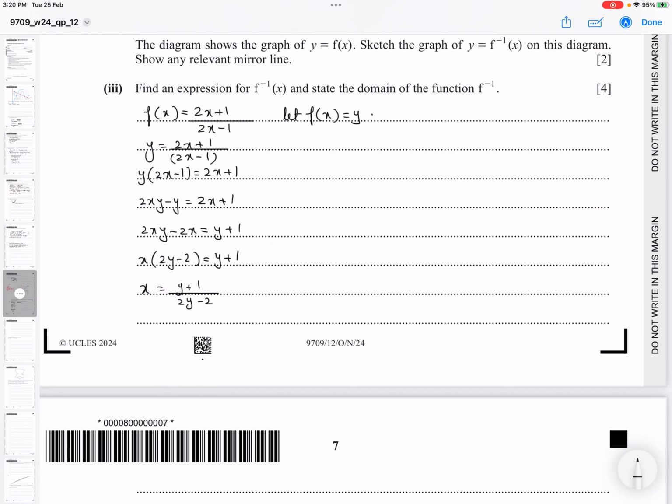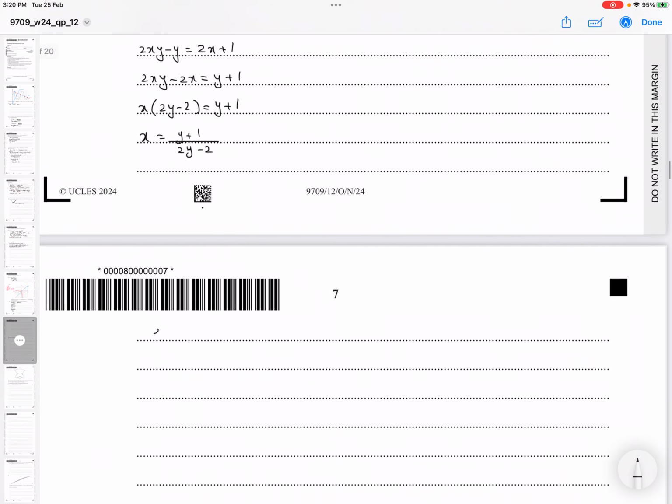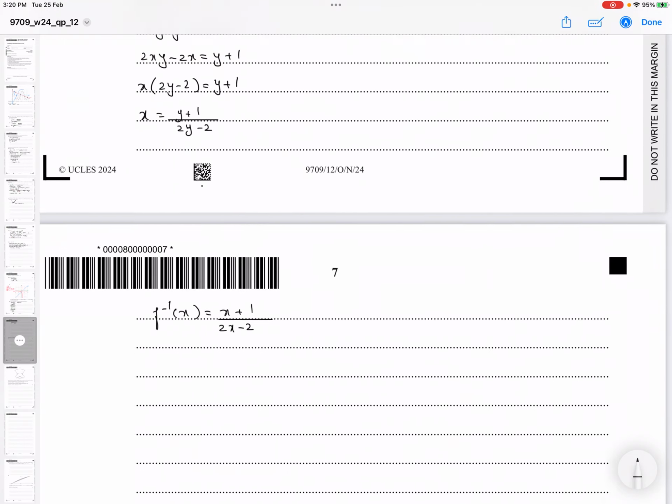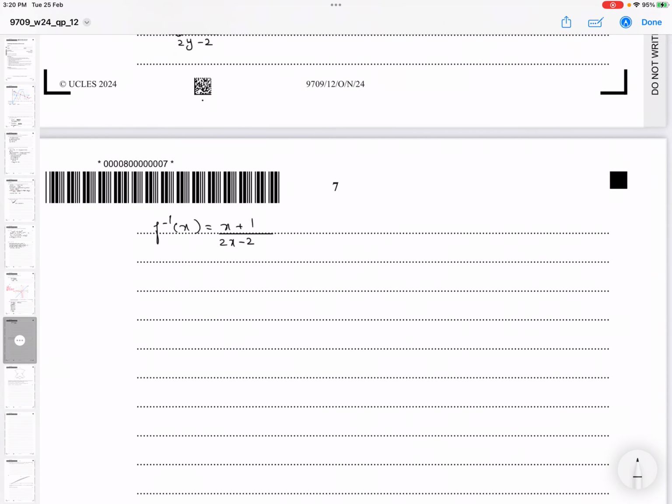Now you can write f inverse of x, replace y by x, equals (x plus 1) over (2x minus 2). Now look, domain is x is less than 1.